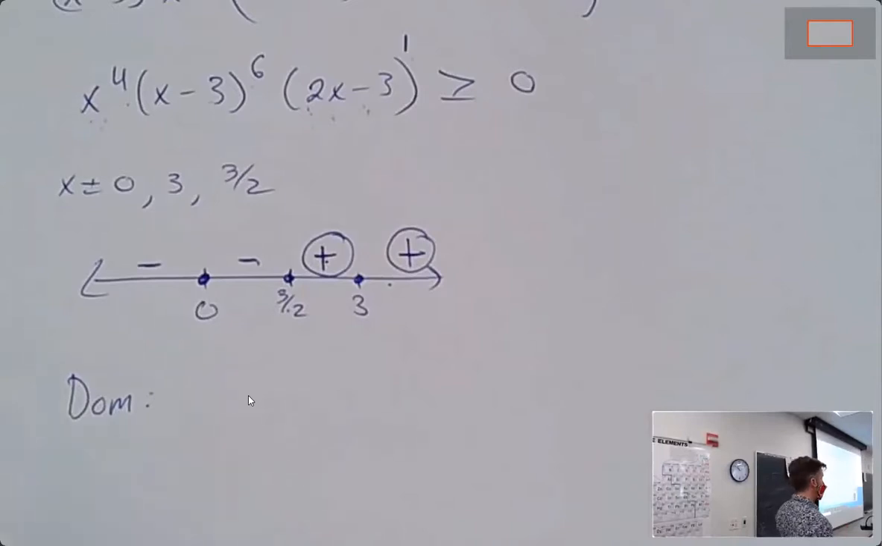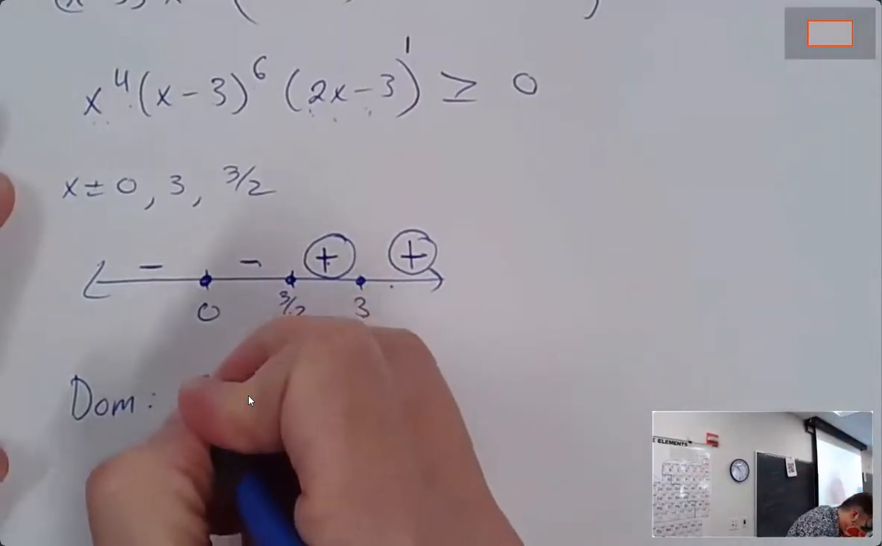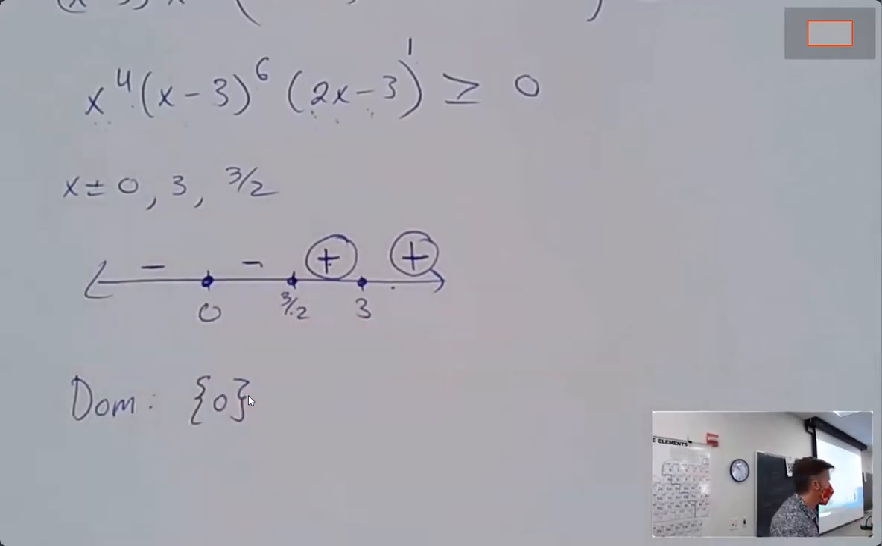0 is the leftmost thing, right? 0 is definitely in our domain. X is allowed to be 0. But it's the only thing that's by itself, it's all alone. And the way we write that is with braces. If you want to write a set containing just one single point, this notation is the set containing the element 0.